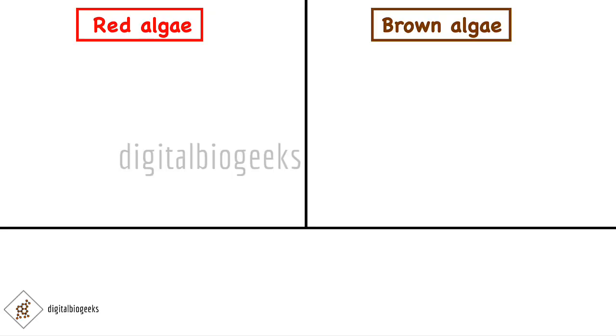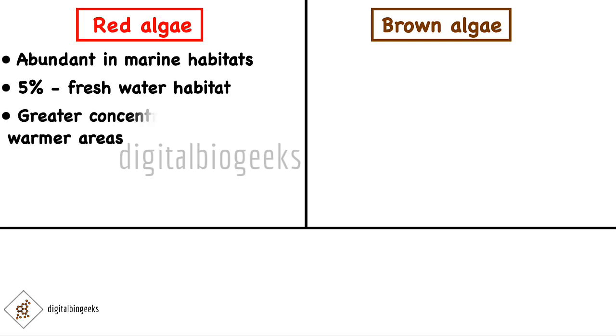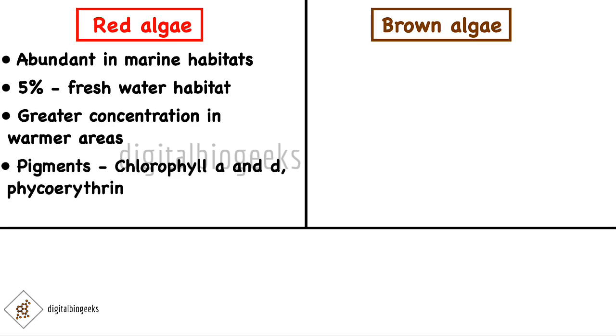Are you familiar with red and brown algae? Red algae are abundant in marine habitats. Approximately 5% of red algae species occur in freshwater environments with greater concentrations in warmer areas. Phycoerythrin pigments are responsible for the red color. They also contain chlorophyll A and chlorophyll D. Example is Gracilaria.